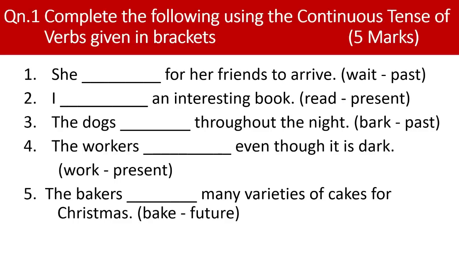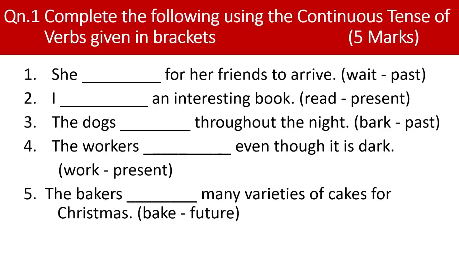Let us see the first sentence. She, there is a blank, for her friends to arrive. That is a sentence. In the blank, you have to use the word wait. The verb here is wait. You have to use the past continuous tense form of the verb wait to fill this blank. Please remember that although the blank is single, there might be 2, 3, 4 words. That is one verb, but it might be a verbal phrase. It might be 2, 3 words. It need not be a single word. You have to keep that in mind when you are filling.